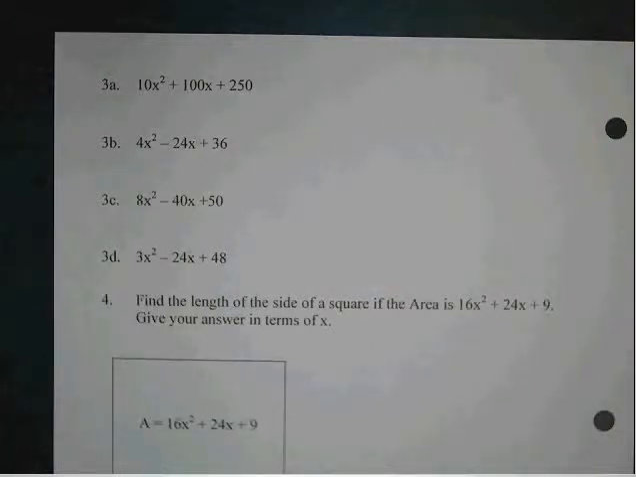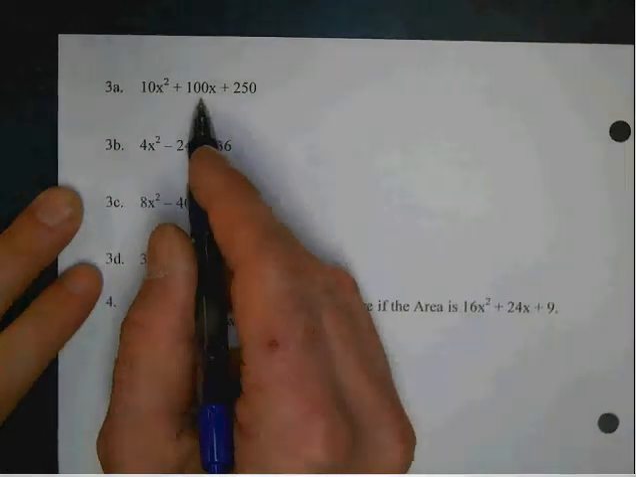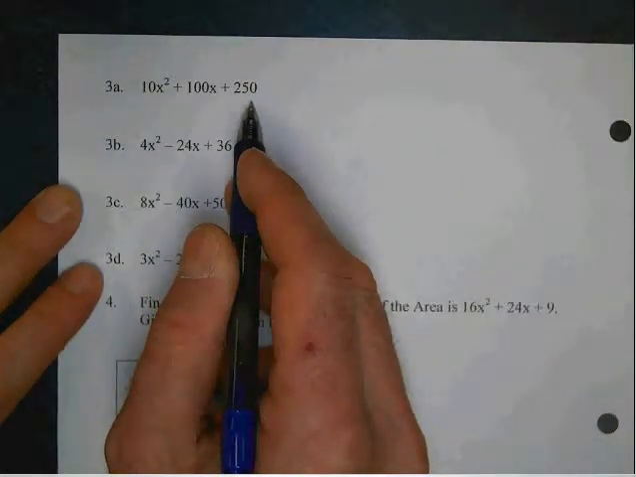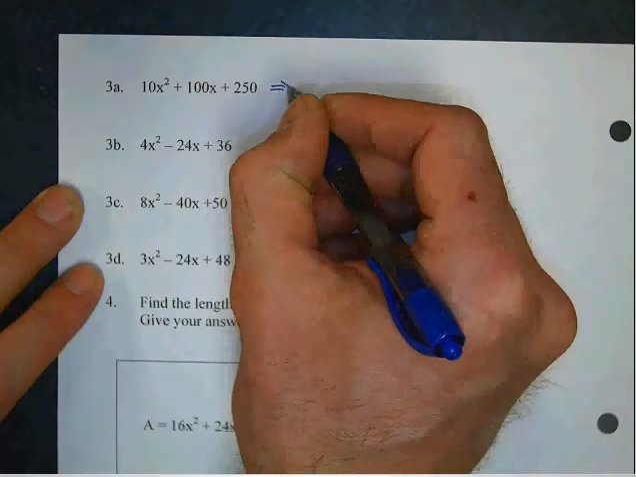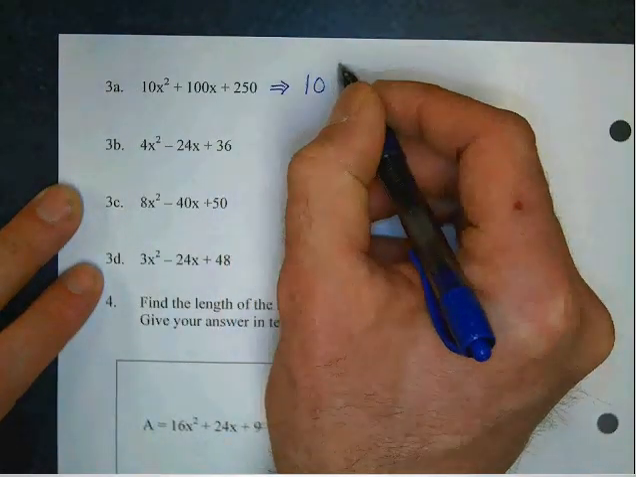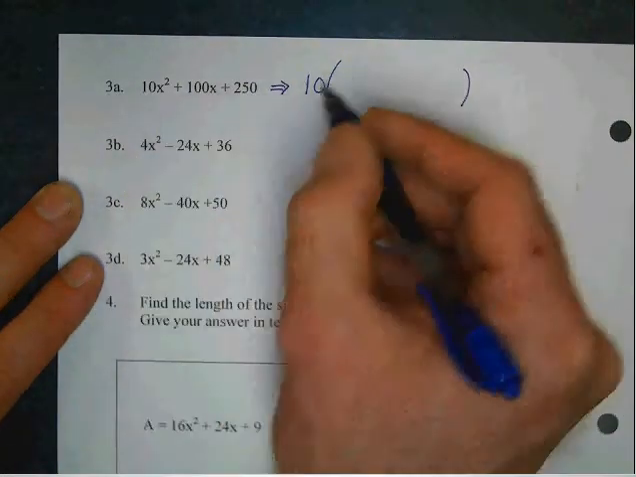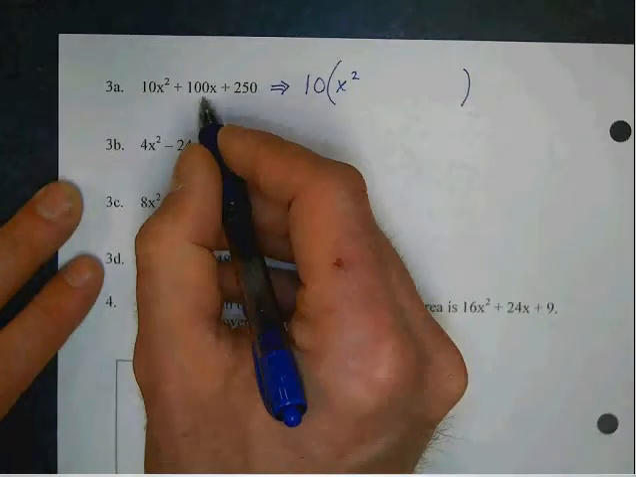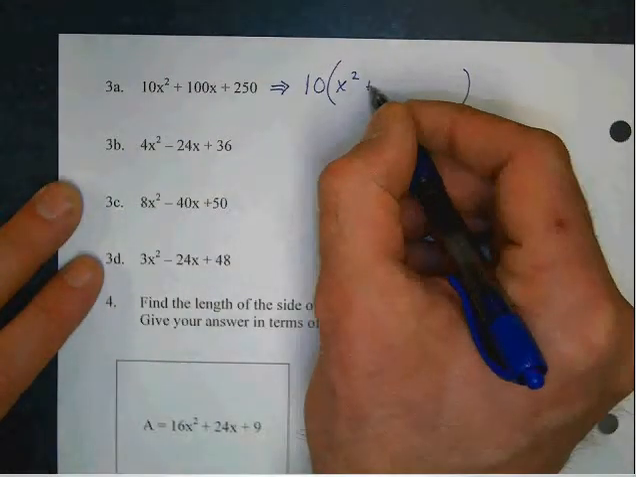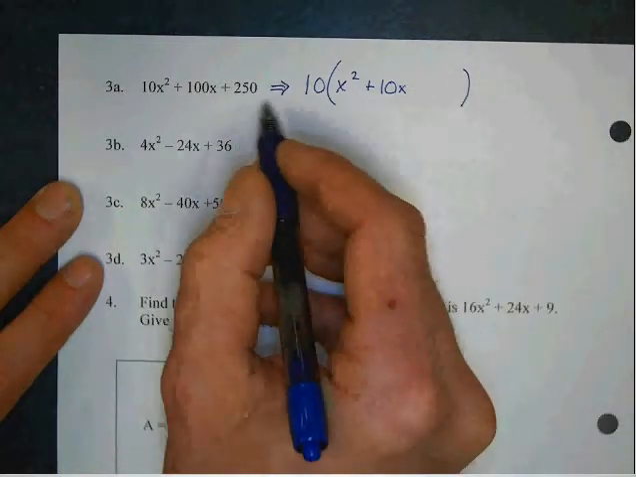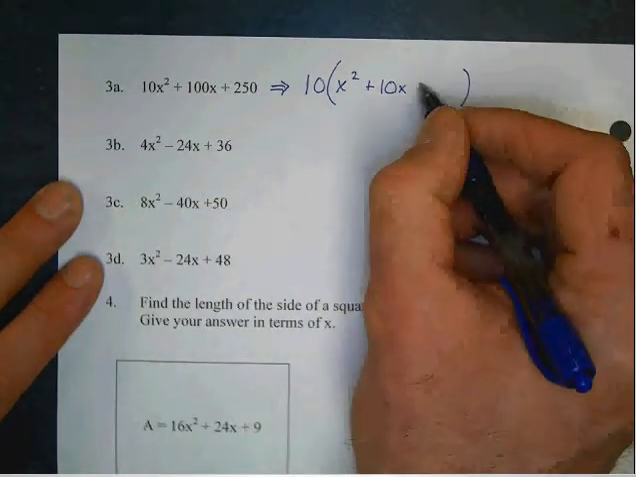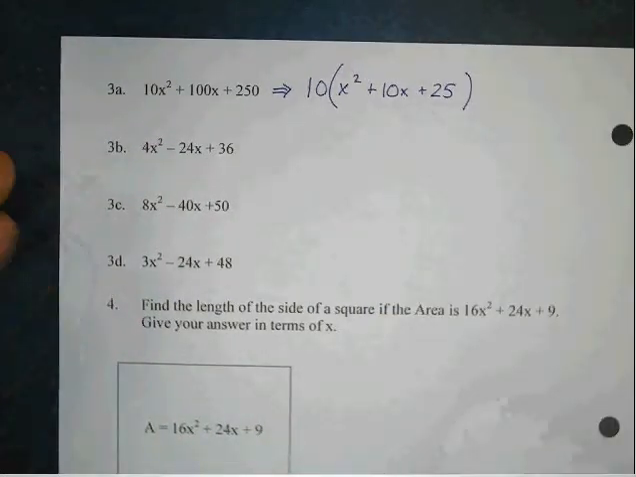John, do you see it? 3 letters. First one's G, last one's F. G, C, F. Please look, guys. 10, 100, 250. Do you see a GCF? 10. Yeah. So let's do a little double arrow there. Put a 10. Put a big bracket. 10 times what is 10x squared? 1x squared. 10 times what is 100x? 10x. Thanks for the delayed x. And 10 times what is 250? 25.